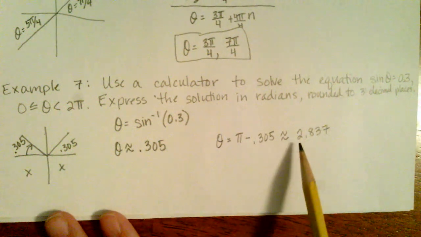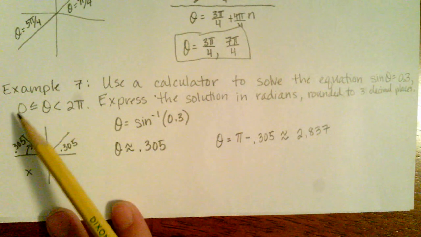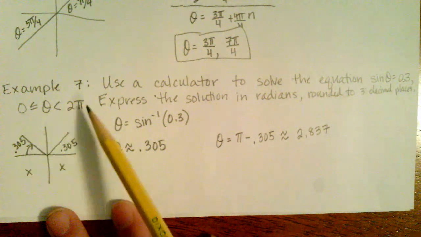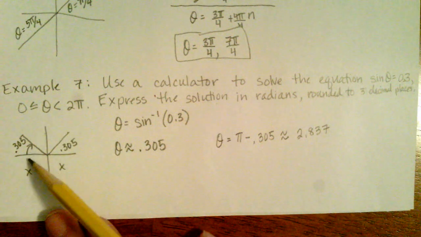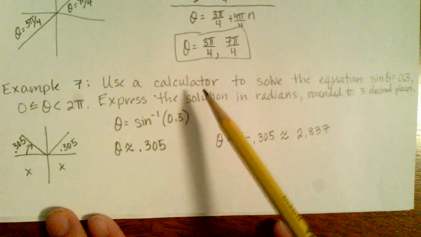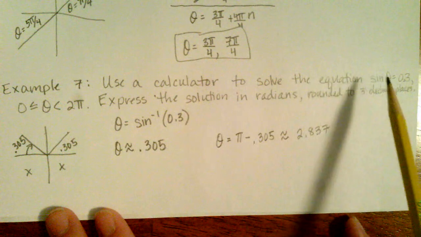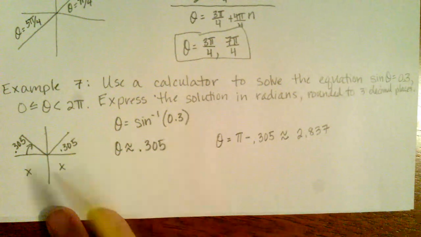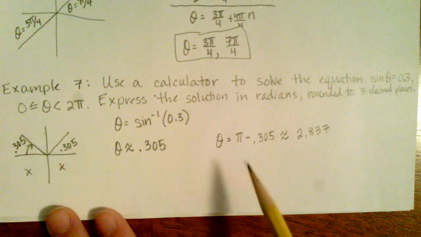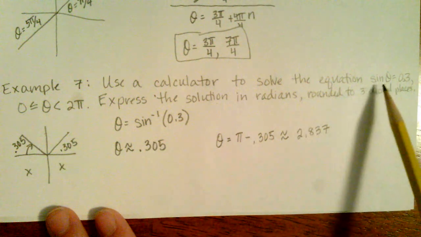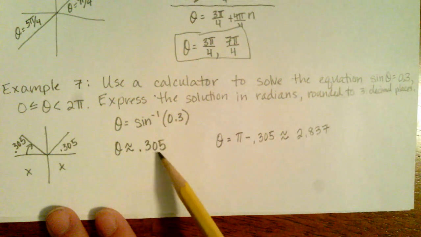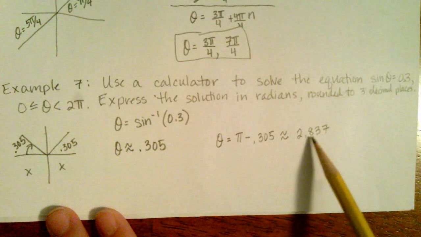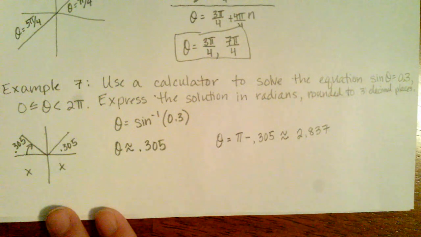And again, I'm looking for my values between 0 and 2 pi. My argument of theta in my original equation is 1, so I don't have to worry about taking in the period. And I found the two values. If you plug these into your calculator, sine of 0.305 and sine of 2.837, you should get 0.3.